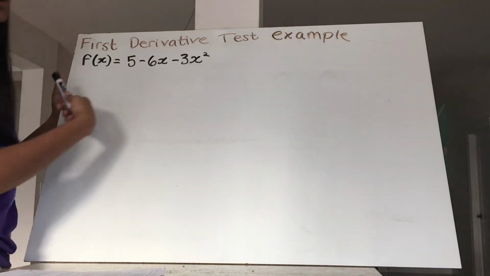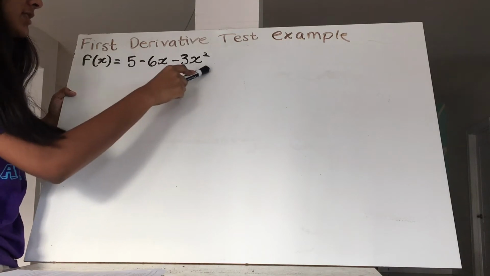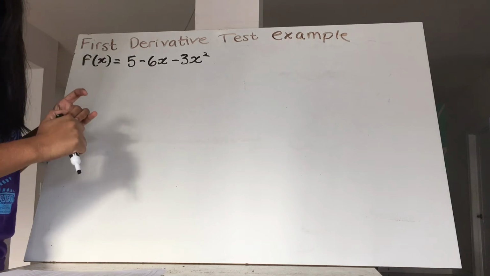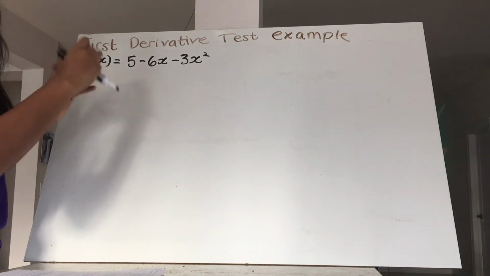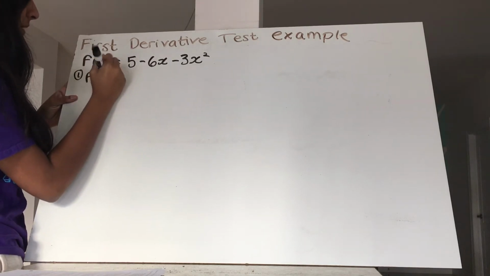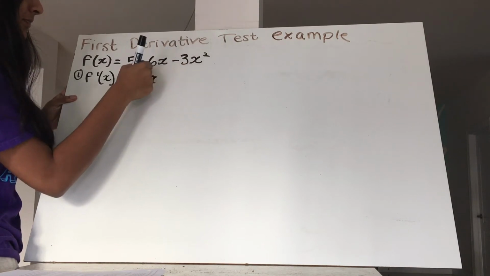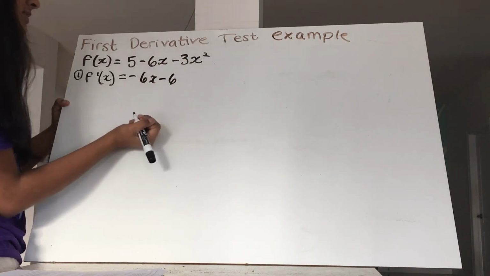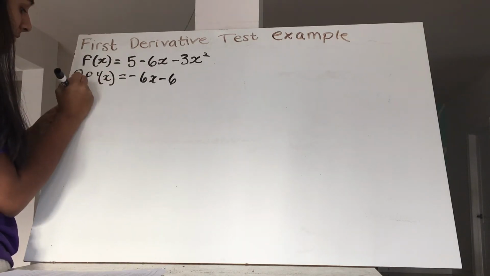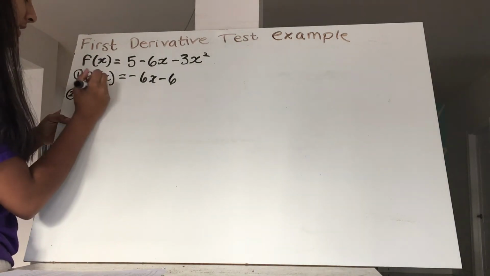So here we have our next example. f of x equals 5 minus 6x minus 3x squared. And it's asking us to find all local minimums and maximums. So the first step is, of course, finding the derivative. So f prime of x equals negative 6x minus 6. Our next step would be to find the critical points. There's only one here.